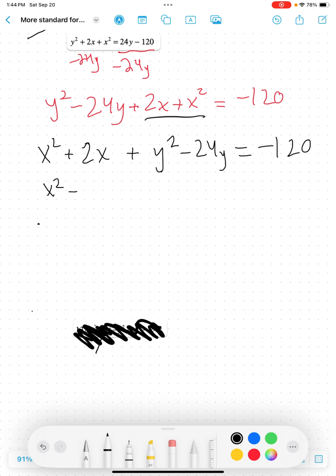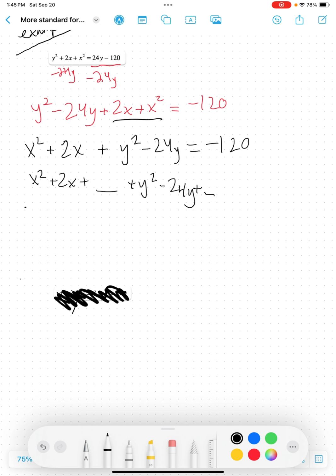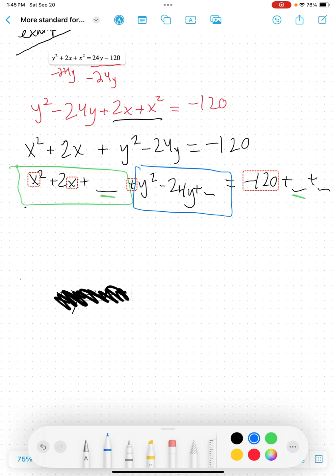So I have x squared plus 2x plus a blank plus y squared minus 24y plus a blank. And then negative 120 plus both my blanks, right? And let's color code it again. So my x squared will be green. I have that one blank for whatever I need to add to my x term to complete that square. And then my y squared will be that blue blank. Okay, so we're going to complete the square 2 times with both variables.